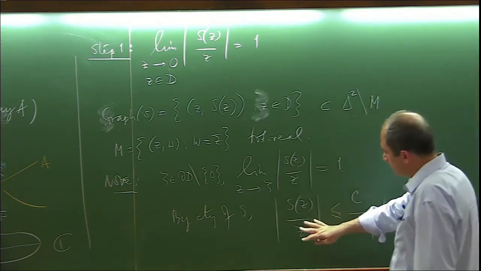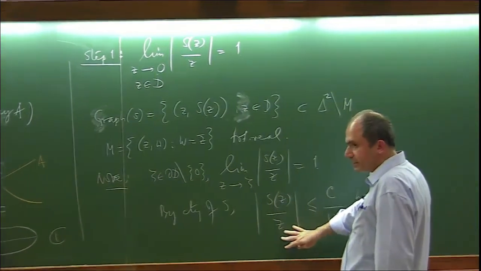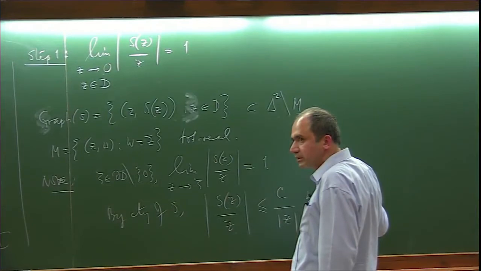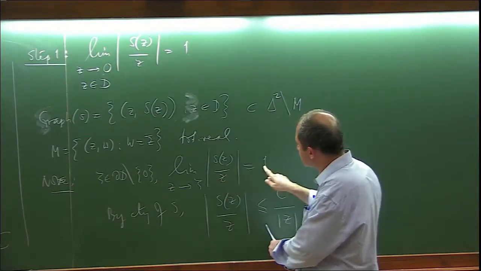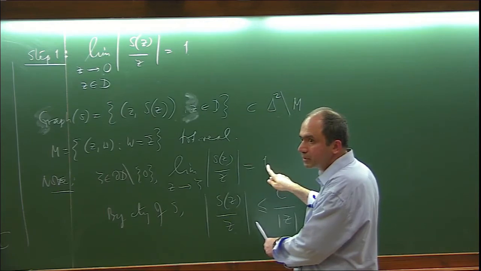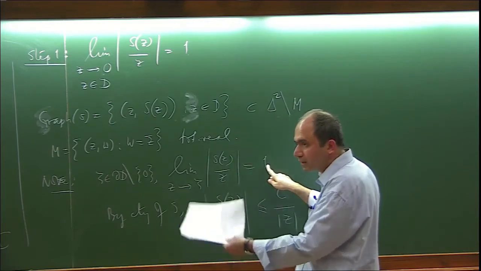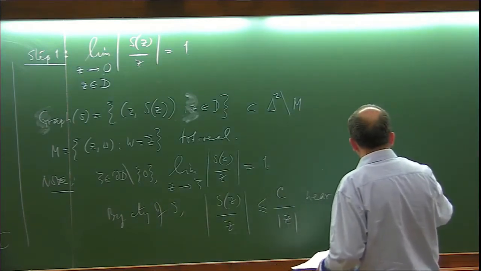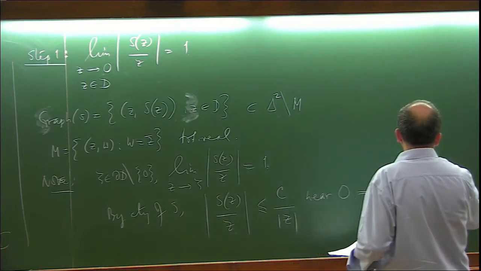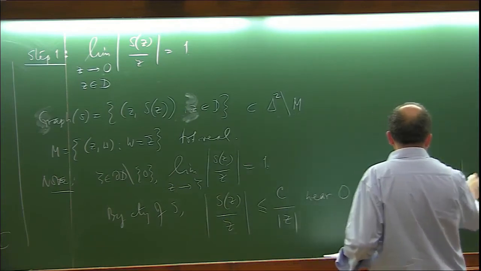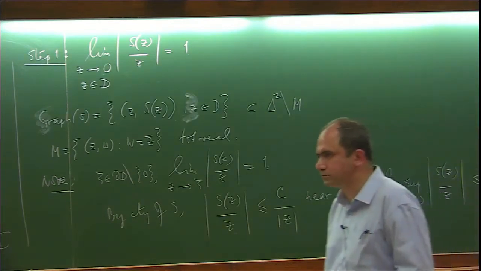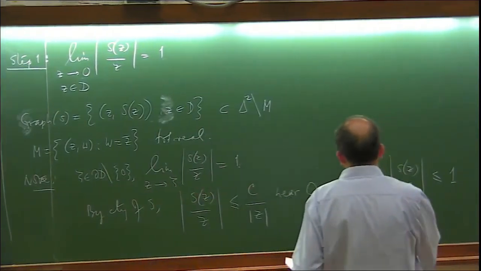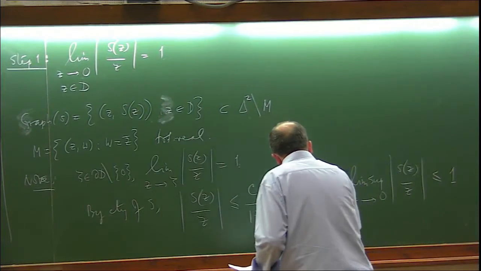So S divided by Z is now a holomorphic function with this growth near the boundary at a certain point. Everywhere else it's equal to 1 on the boundary. So by a version of Phragmén-Lindelöf, it's an old theorem of Fuchs, this allows you to conclude that the lim sup of S of Z by Z is at most 1. Theorem of Fuchs, Phragmén-Lindelöf.